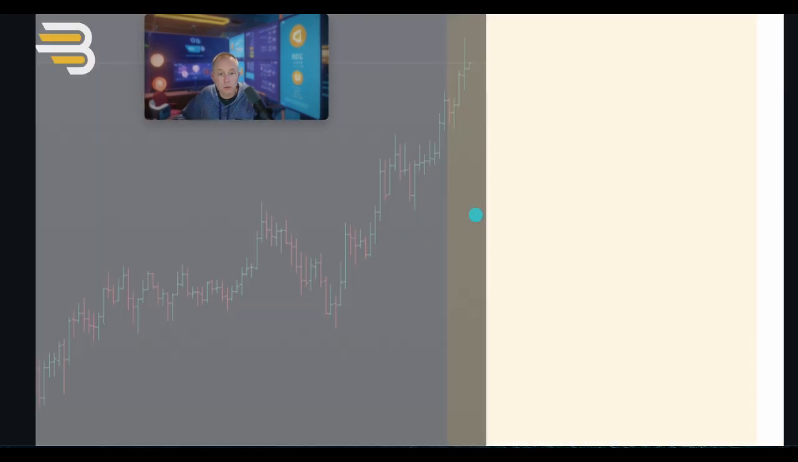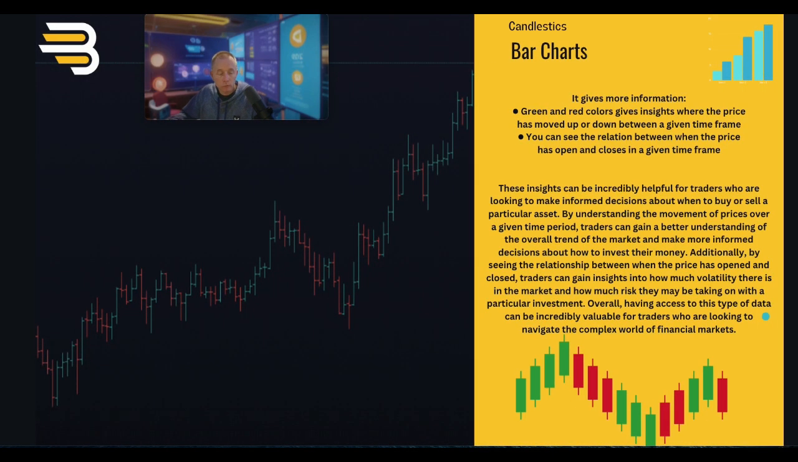So next here, this is what's referred to as a bar chart. This is a more old-fashioned one, almost Renko. It gives more information. Green and red colors give insights on where the price has moved up or down in a given time frame. You can see the relationship between when the price is open and close in a given time frame.